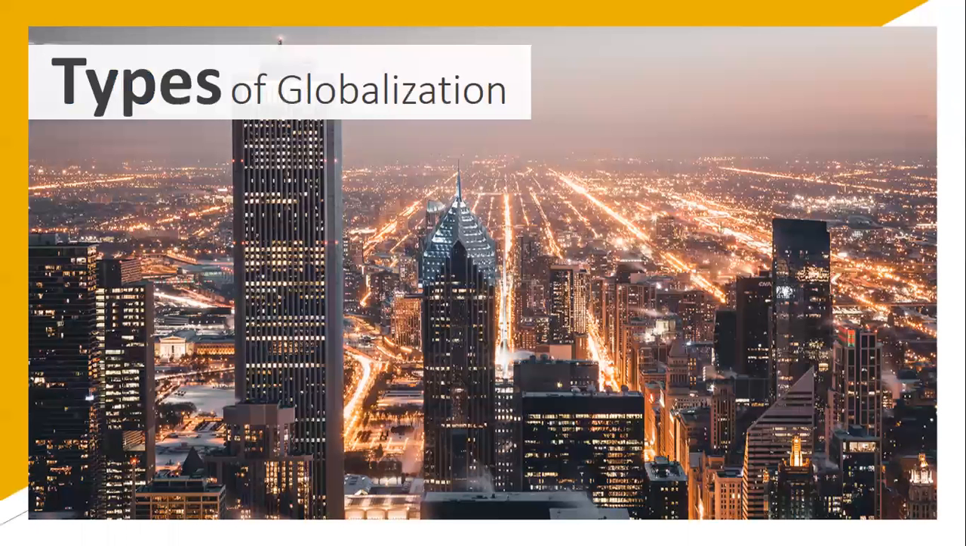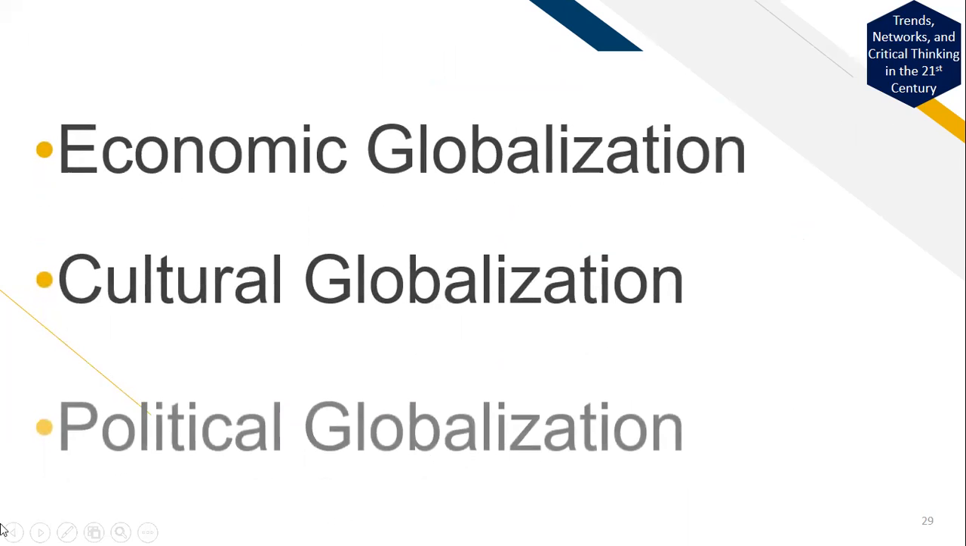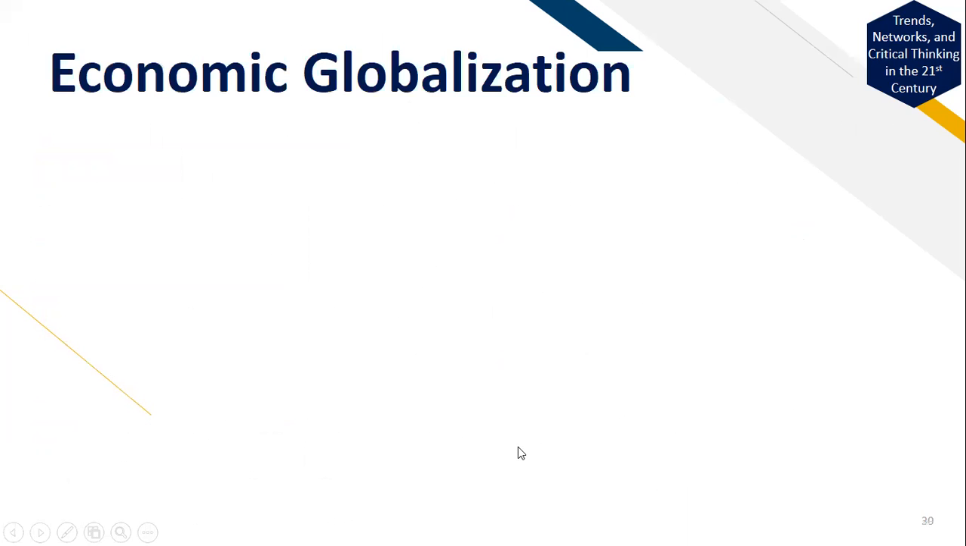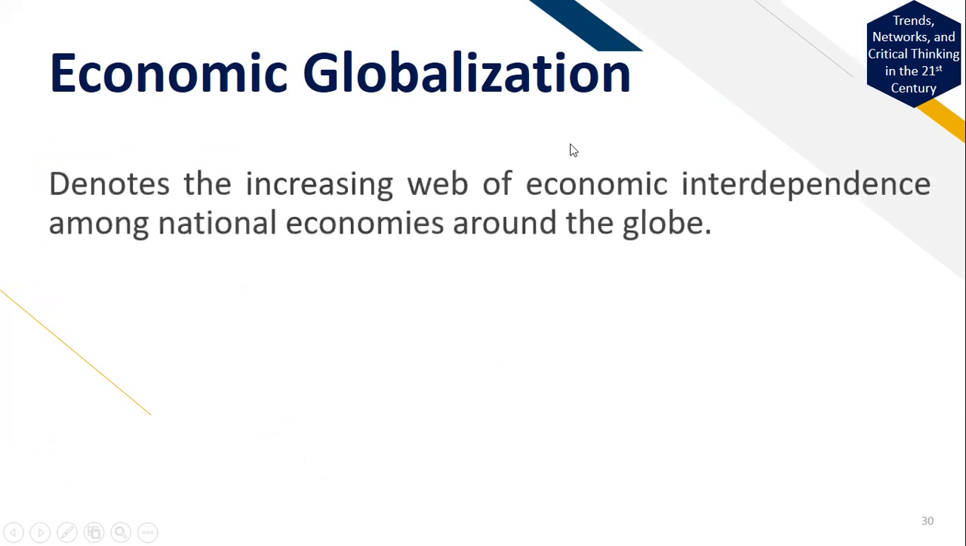Okay? So, next is of course types of globalization. So, narinig na mga tinatawag na types of globalization. Number one is, ayan, economic globalization, cultural globalization, and political globalization. So, punta tayo kay economic globalization. So, pag sinabi natin economic globalization, this denotes the increasing web of economic interdependence among national economies around the globe.